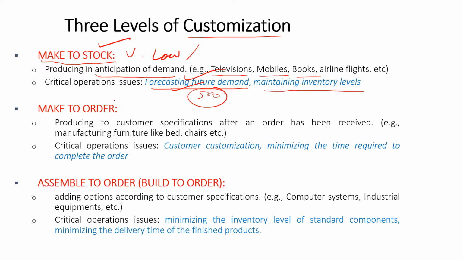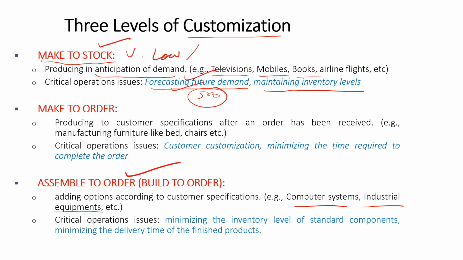Now we are moving towards the second type of level of customization. So let me talk first of all about assemble to order, or build to order. In assemble to order or build to order, we basically already have the standard components, and using those standard components, we are producing a specific final product, such as computer systems. We can take the example of Dell computers, or industrial equipment. So using the standard components which we already have in inventory in our system, we combine them in order to make a final product.